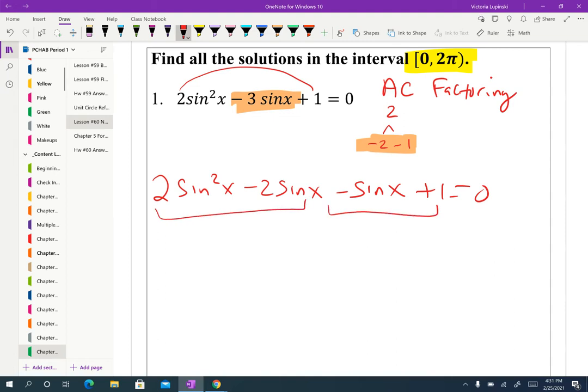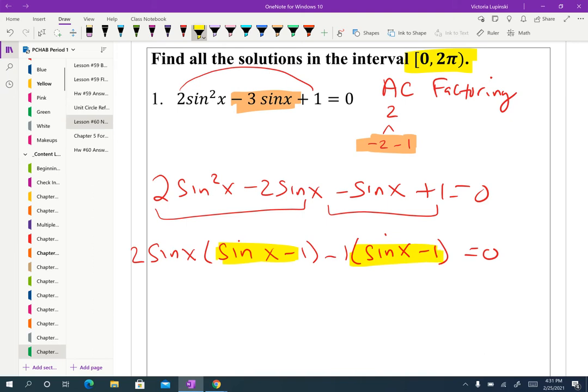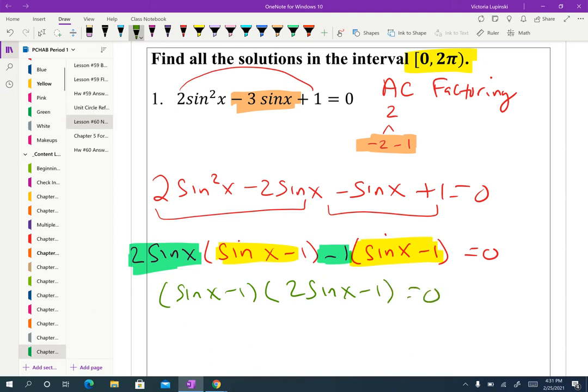So take the GCF out of the first pair, which would be 2 sine x. That's going to leave you with a sine x minus 1. Then you're going to take the GCF out of the second pair. And again, when in doubt, take the negative out. So I'm going to take out a negative 1, which is going to leave me with a sine of x minus 1. Hopefully, again, from the good old days, you remember that when you get that repeat factor, that's a really good sign because that means that you're doing it correctly. Whatever that repeat factor is going to be half your answer. And whatever is on the outside is going to be your other answer. So sine of x minus 1 times 2 sine x minus 1 equals 0.